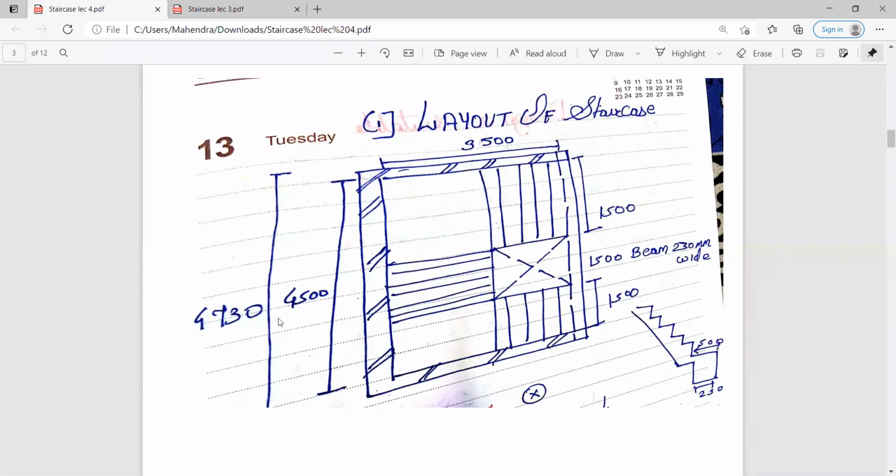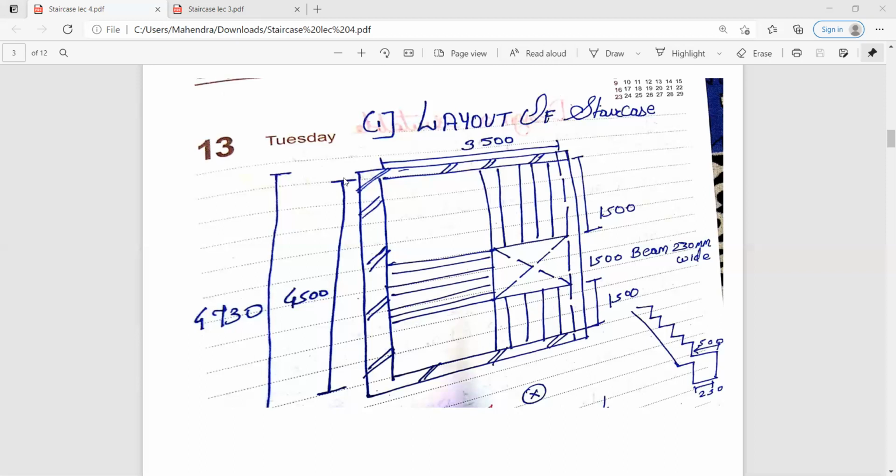And this is nothing but the effective length. How are you going to calculate the effective length? How did this 4730 come? Can anybody let me know? We had provided a 230 millimeter wide beam on the upper side as well as on the lower side. So how did this effective length 4730 come? Yes, anyone from you? Yes. 4500 plus 230 by 2 plus 230 by 2.